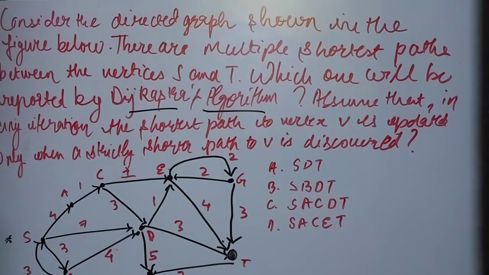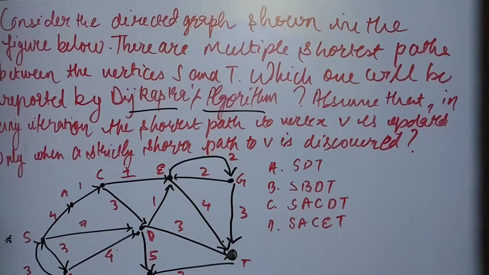There are multiple shortest paths between the vertices S and T. There could be many shortest paths between the vertices S and T. Here vertex S is this vertex and the vertex T is this vertex. Which one will be reported by Dijkstra's algorithm? Means in this question, they want to get the path which could be reported by Dijkstra's algorithm.